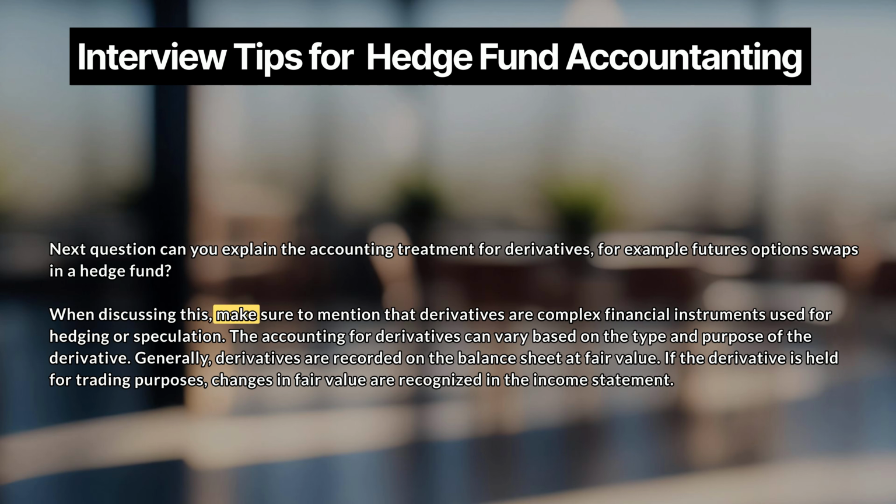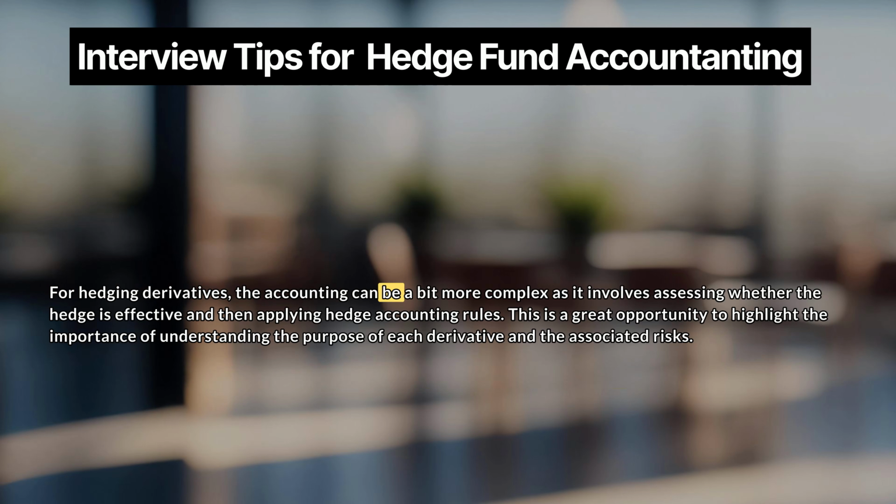When discussing this, make sure to mention that derivatives are complex financial instruments used for hedging or speculation. The accounting for derivatives can vary based on the type and purpose of the derivative. Generally, derivatives are recorded on the balance sheet at fair value. If the derivative is held for trading purposes, changes in fair value are recognized in the income statement. For hedging derivatives, the accounting can be a bit more complex, as it involves assessing whether the hedge is effective and then applying hedge accounting rules. This is a great opportunity to highlight the importance of understanding the purpose of each derivative and the associated risks.